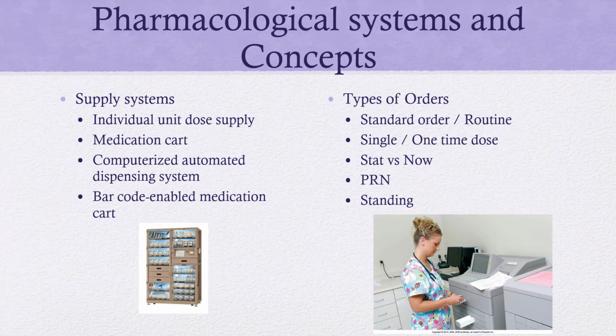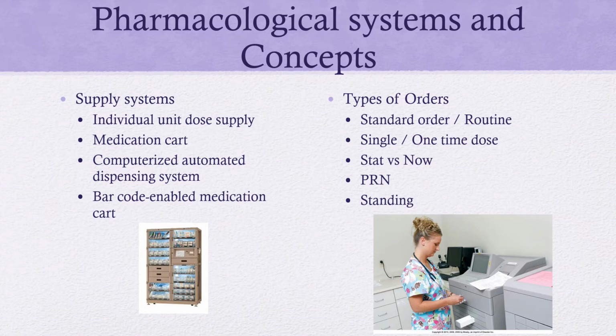PRN, we are pretty familiar with, right? It's based on as needed. It's based on those patient symptoms. Maybe it's PRN for pain, for itching, for fever. If the patient says, I'm in pain, but Tylenol is written for fever, you can't give that. So make sure your PRNs always tell us the reason why we're giving it.